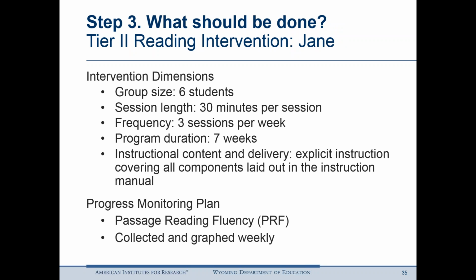Jane's teacher made sure to implement the program with fidelity by following key components of the intervention. You'll see the intervention dimensions. She had 6 students in her group at 30 minutes a session, 3 times a week. These align with the publisher recommendations. The program is expected to last 7 weeks, and the content requires explicit instruction covering all the components laid out in the manual. The team also develops a progress monitoring plan to ensure that they can monitor her progress in the intervention.